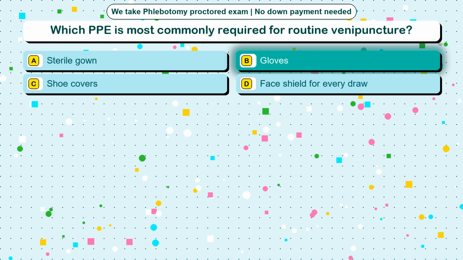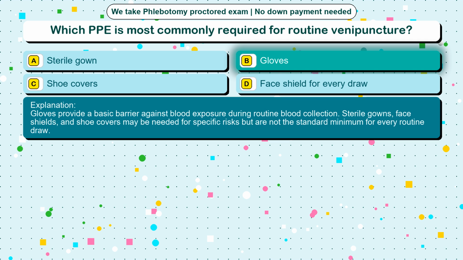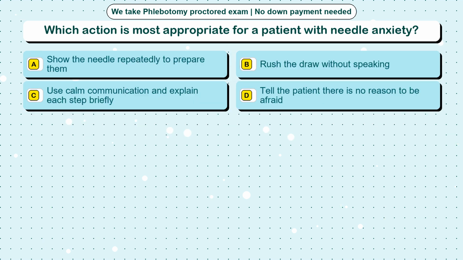The correct answer is option B, gloves. Gloves provide a basic barrier against blood exposure during routine blood collection. Sterile gowns, face shields, and shoe covers may be needed for specific risks but are not the standard minimum for every routine draw.